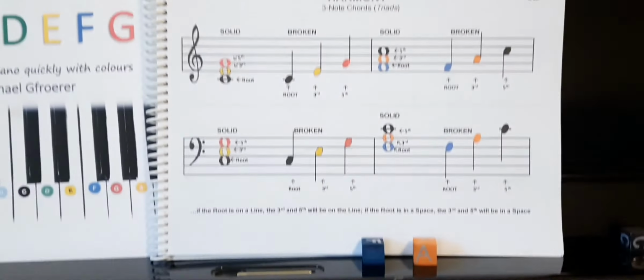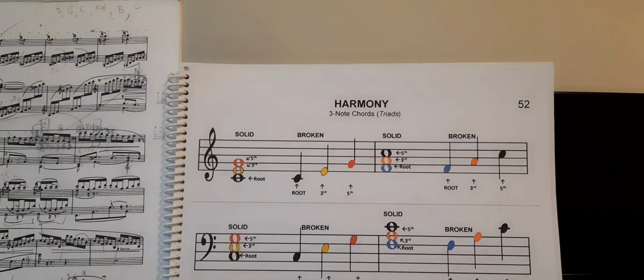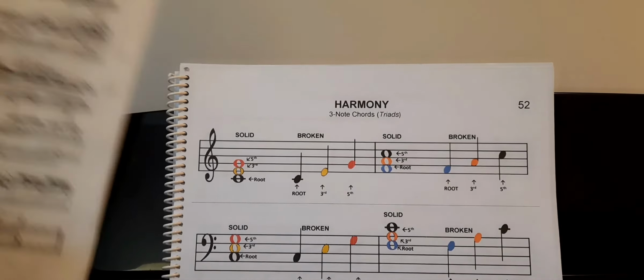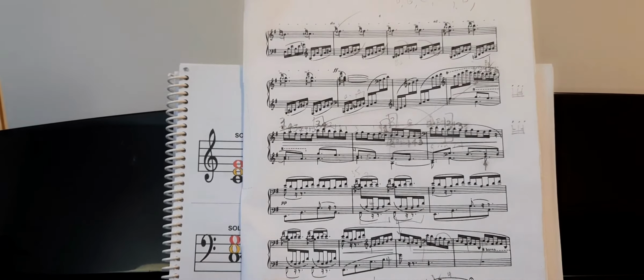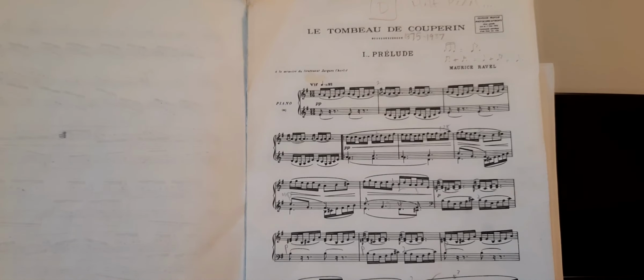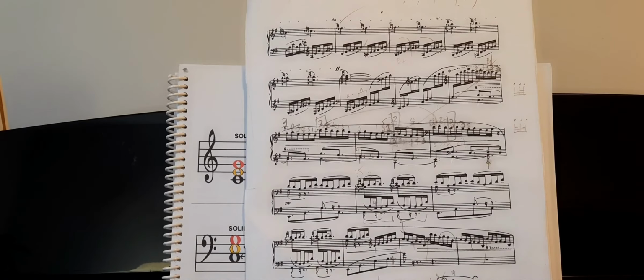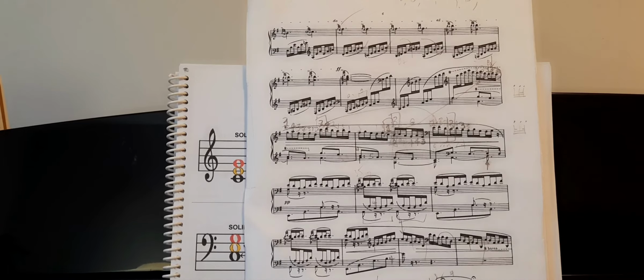So one of the other things I want to talk about, and this goes back to the second video. This is actually a very advanced piece by Ravel called Tombeau de Couperin. This is the prelude. This is actually level 10 on the Royal Conservatory of Music. I have a student working on this, and I wanted to show you to a degree why I think learning harmony is so important.